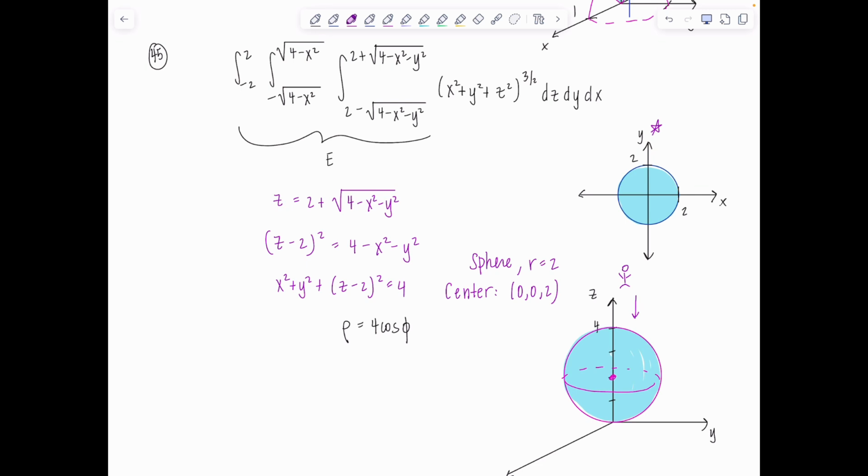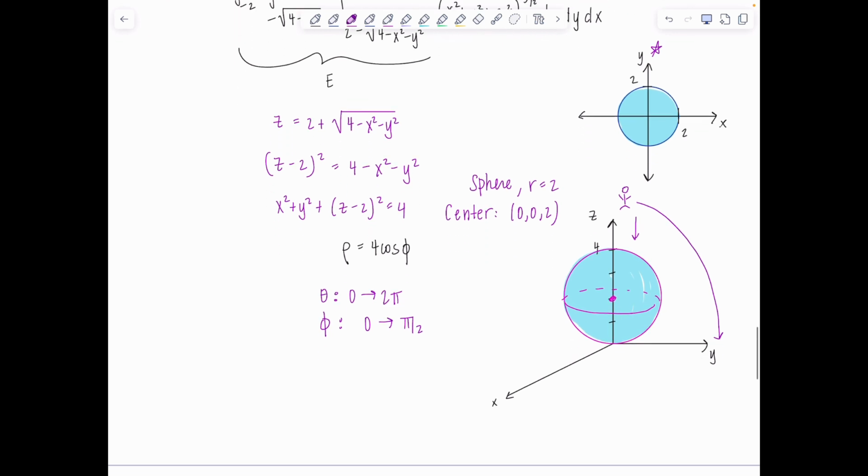Okay, so now let's come up with what the limits of integration should be in spherical. So theta, 0 to 2 pi. Phi, 0 to pi over 2, right? It only goes from here up until that, which is pi over 2. And then what about rho? 0 to 2? No, look. It's not the same distance every single time. It's only a constant if the sphere is centered where? The origin, right? Okay, 0 to 4 cosine phi.